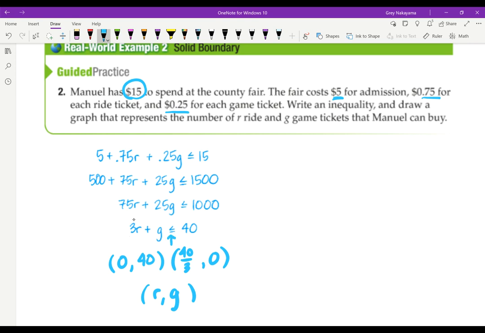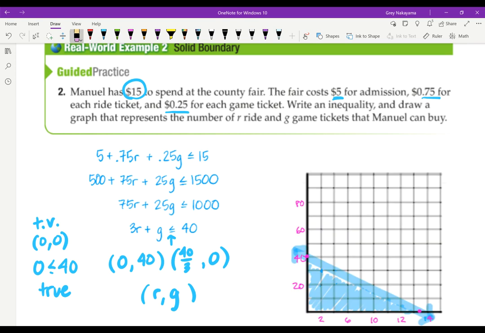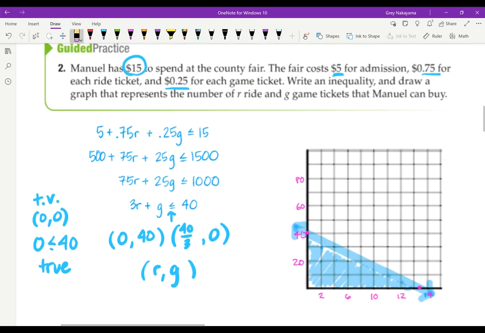Now, when it's in standard form, y'all, it's really easy for your test value to be 0, 0. So this is different from the one we had before where y was by itself. So if I plug in 0, 0, then that's going to be 0 and that's going to be 0. And is 0 less than or equal to 40? Yes, it is. And so that means I'm going to shade 0, 0 when I graph it. So this is what we get when we graph it. Move up just a little bit.